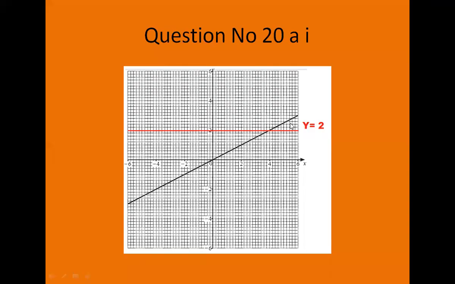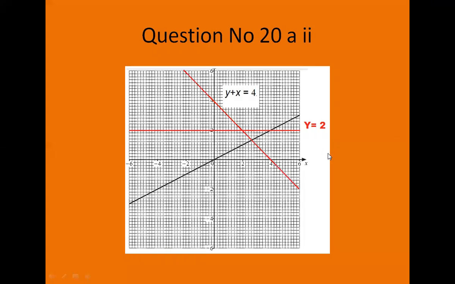So the question was to draw the line y equals 2. It's a horizontal line. y equals 2 is a horizontal line. So you can see this red line. I have drawn that line, y equals 2.